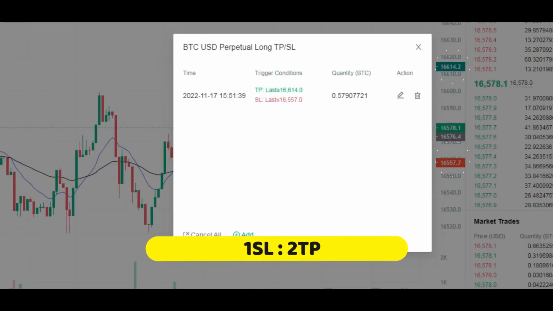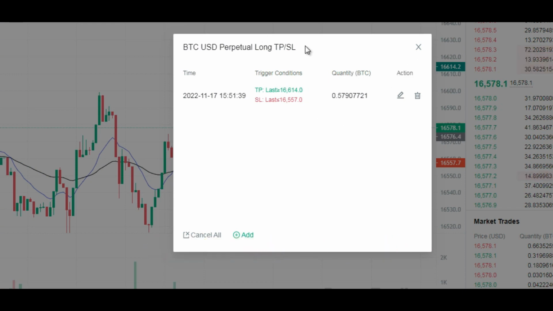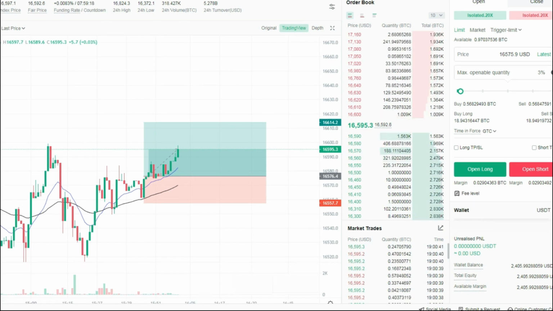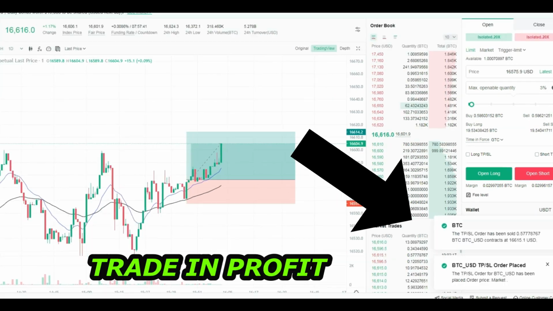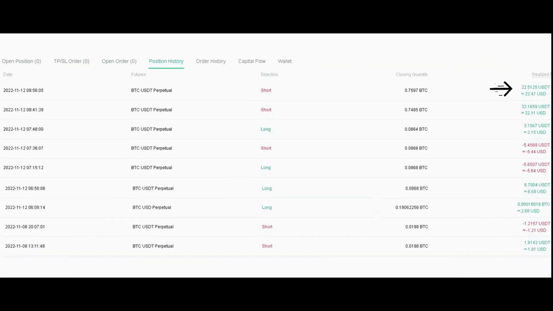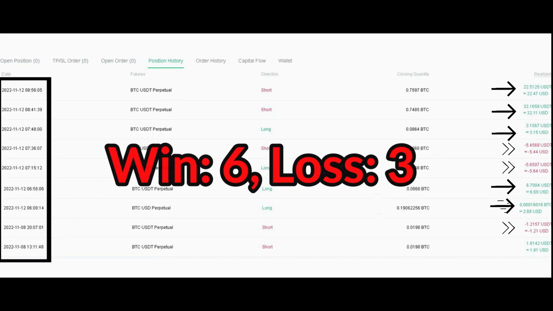Ideally, you should place your TP and SL when you're entering a trade. This is a small trade, and you should also not try to take a big risk when you're trying a new strategy. Besides that trade, I took 9 more trades using the same strategy, and this is the result.